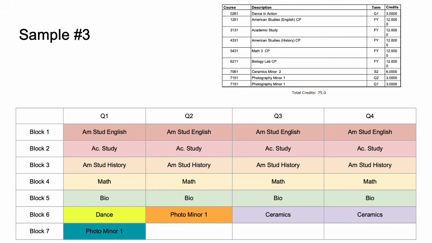Now you'll notice that this student has the same class twice. You don't need to take the same class twice, so you can go ahead and use the Google form and report this error. The student will be fine. They still will have 72 credits on their schedule when they drop that extra section of Photo Minor 1. They are a junior. They will have free blocks each quarter.